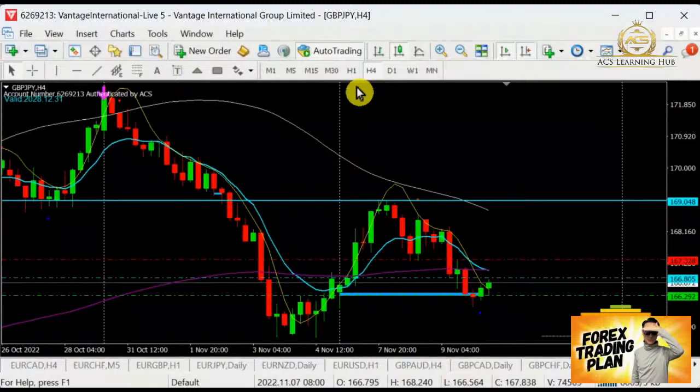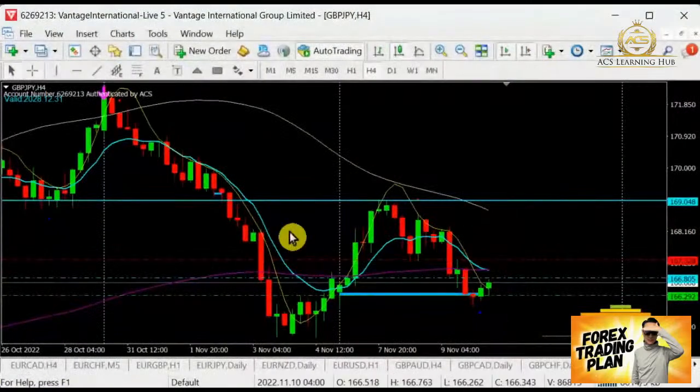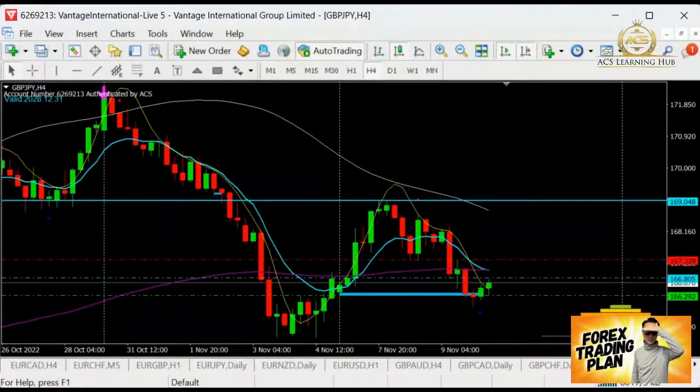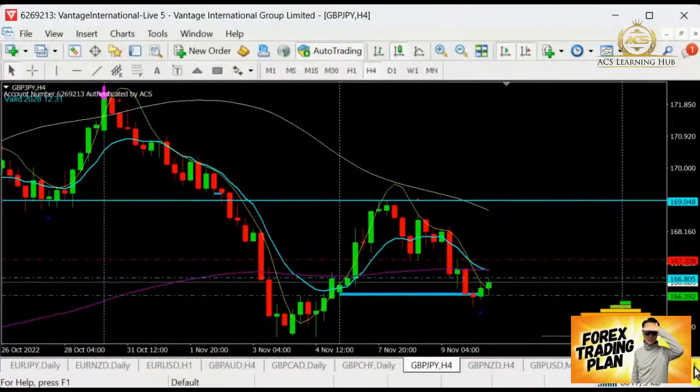So tentatively we should be looking out for a buy, and for the buy we still have a lot of space up there, about 68 pips. Okay, that's it. Then we have to wait. Since that's the case, I'm not going to put this in my watch list.